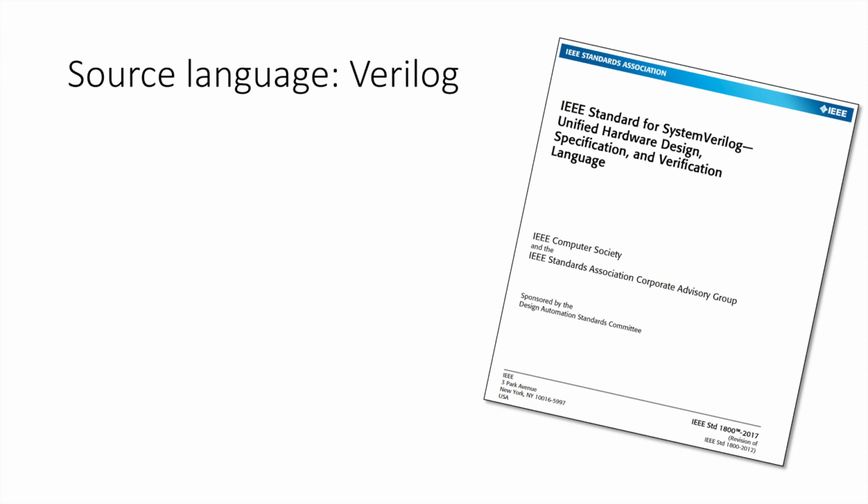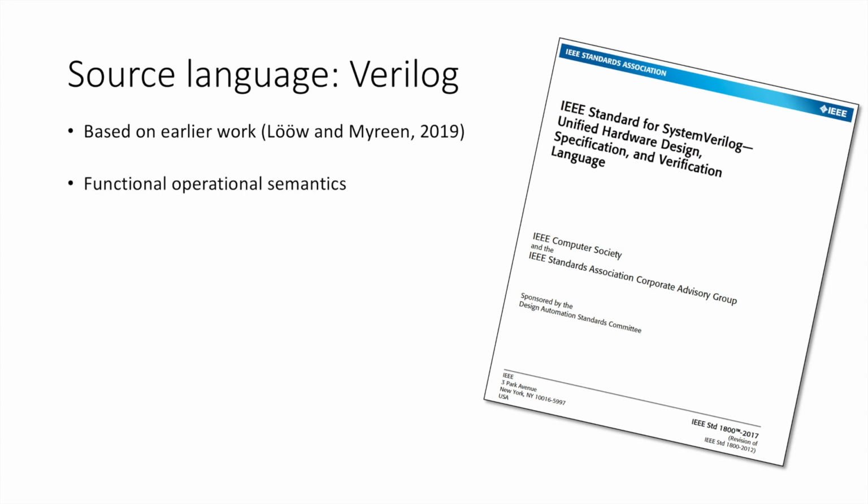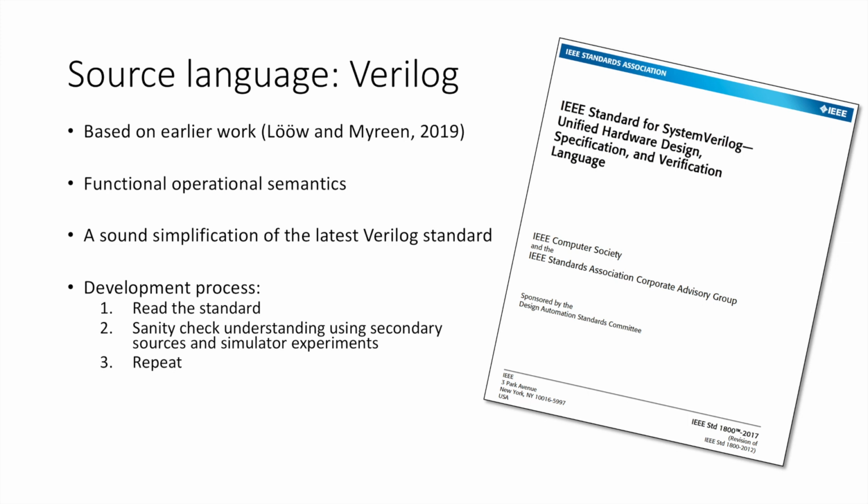So for Verilog, as previously mentioned, our Verilog semantics is based on previous work. And the semantics is a functional operational semantics, and the semantics is supposed to be a sound simplification of the latest Verilog standard. And the development process for the semantics was essentially that I read the standard, and then I sanity checked my understanding using secondary sources and simulator experiments. And then this process was repeated over and over again.